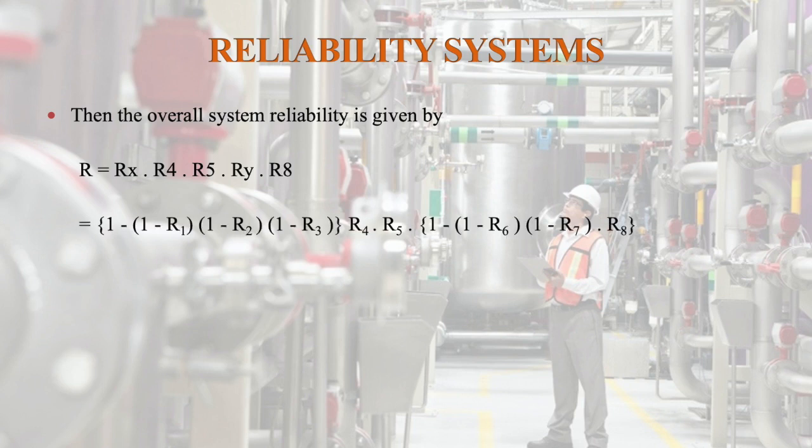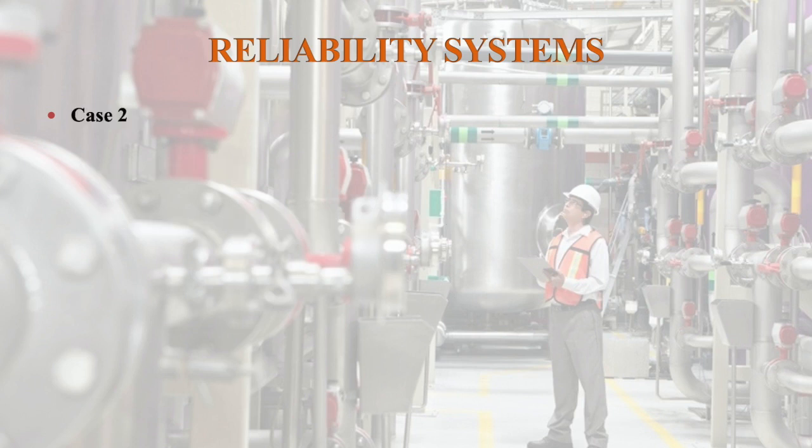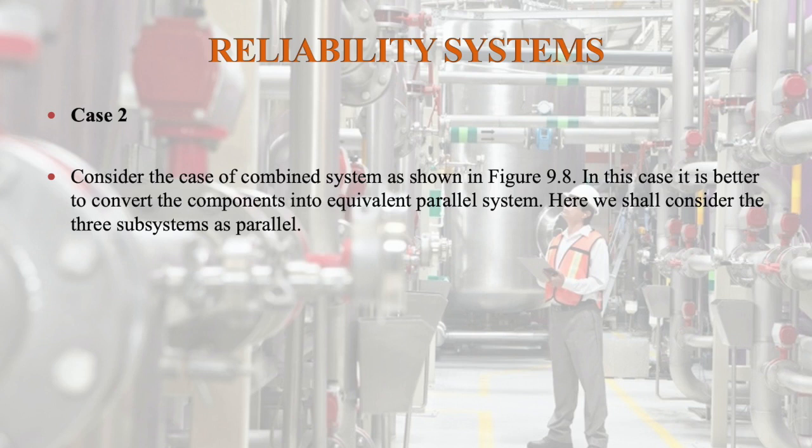So to find out the overall reliability: 1 minus (1 minus R1)(1 minus R2)(1 minus R3), into R4 into R5, and into 1 minus (1 minus R6)(1 minus R7), and into R8. So this is the overall reliability calculation for the combined system.